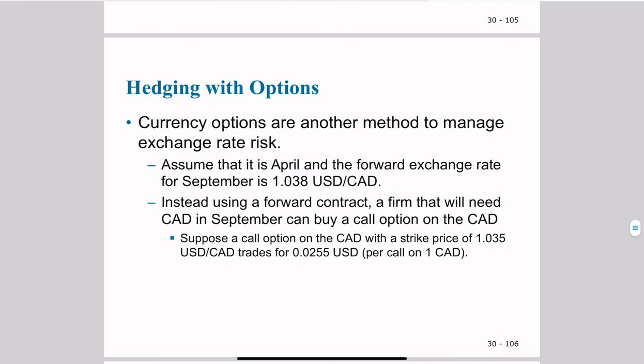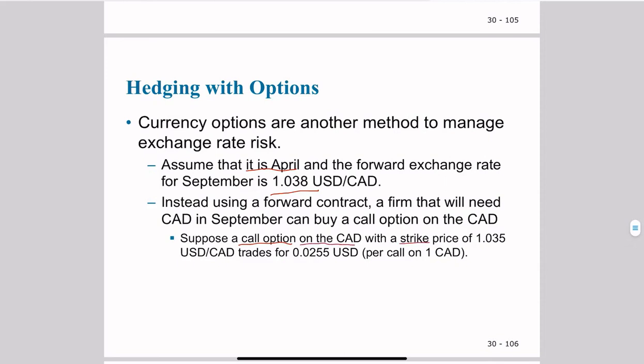Let's say this example here. Let's say it is April, and the forward exchange rate for September is 1.038 USD per CAD. And instead of using a forward contract, the firm which needs Canadian dollars in September can buy a call option on the CAD. So basically we're talking about the second method, using options to hedge against currency risk. Let's say the firm decides to buy a call option, and this call option is based on Canadian dollars.